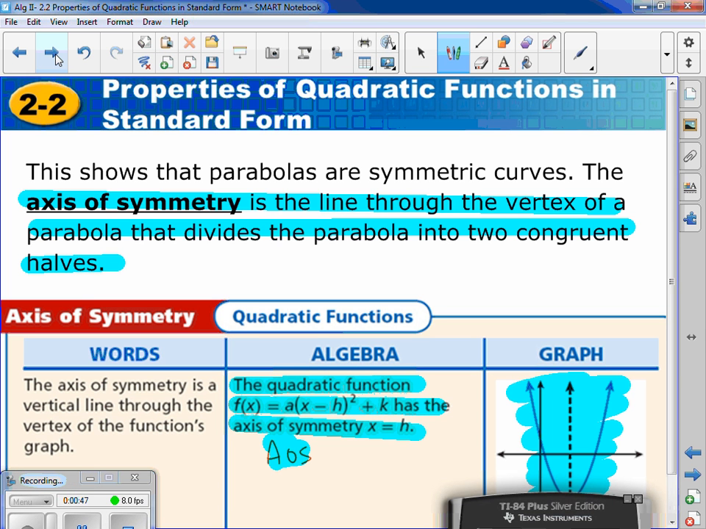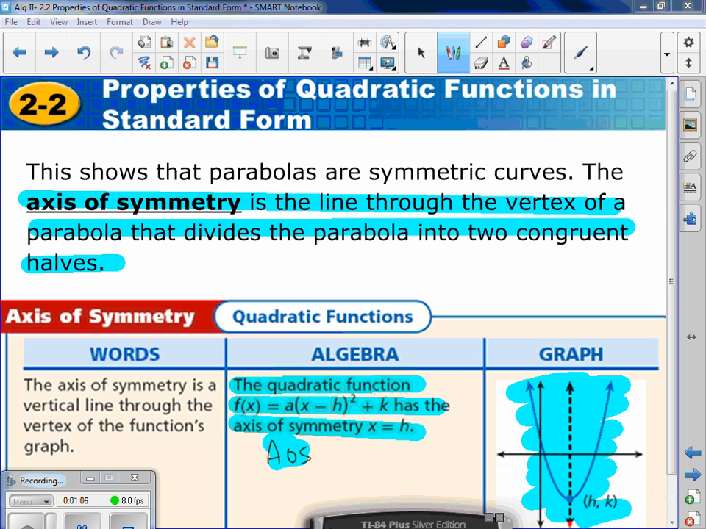Algebraically, what we're saying is if we have a times quantity of x minus h squared plus k, the axis of symmetry is x equals h. You're going to see me writing AOS. When I write AOS, that stands for axis of symmetry. When you graph the function, it's a dotted line that goes through the vertex, cutting it in half. The reason why I have those things highlighted, why do you think so? Those are the important things you probably should write down.